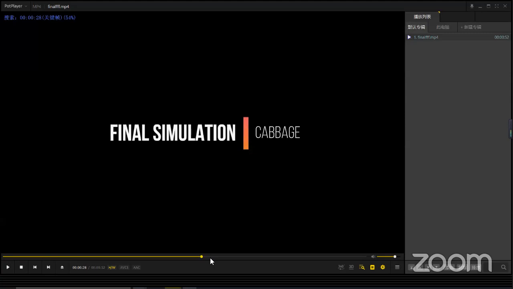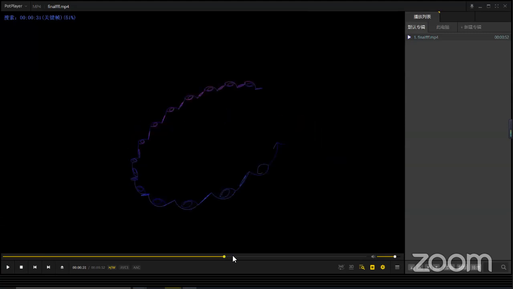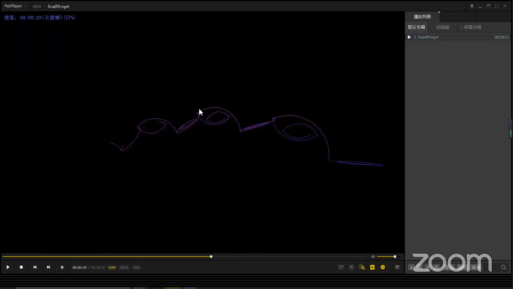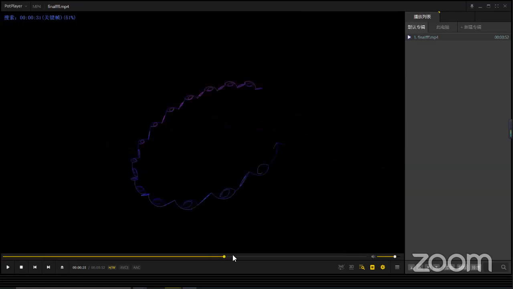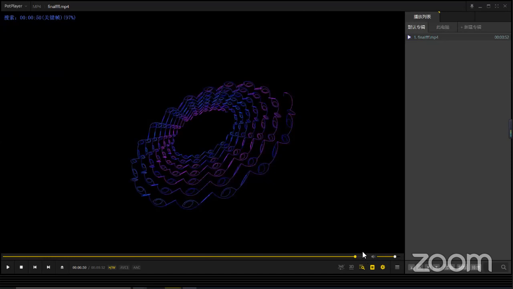And for the final, I tried it in a three-dimensional way. Because the cabbage shape has this kind of circle, I created this curve shape on each side, and I rotated it in different directions. And the final shape is a little bit like a wave or water.